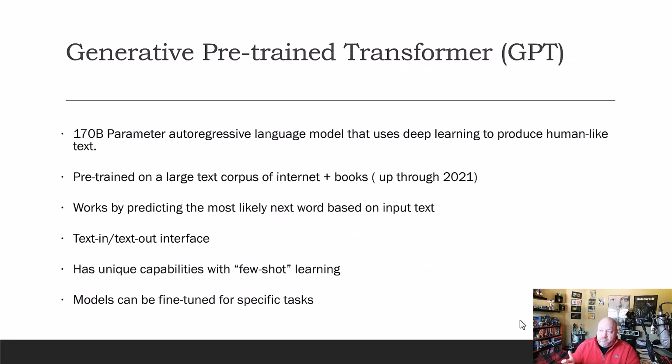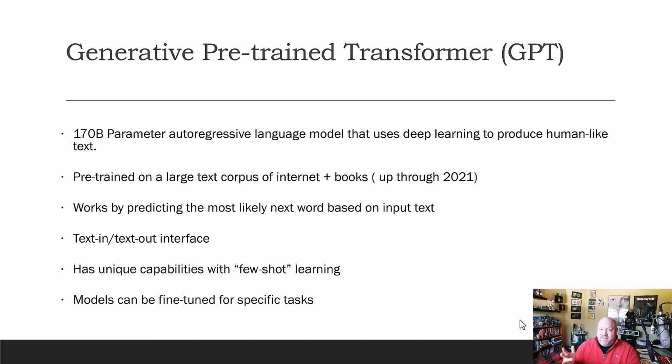These are generative pre-trained transformer models, GPT. That's what it stands for. A 170 billion parameter autoregressive language model that uses deep learning to produce human-like text, creation of emails, creation of summarizations of text, things along those lines. They're pre-trained on a large text corpus of internet and books, as I mentioned, up through 2021.